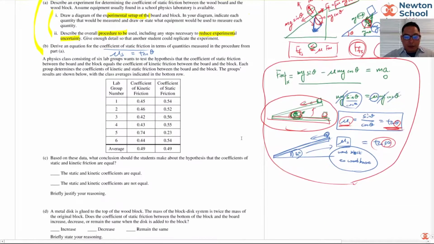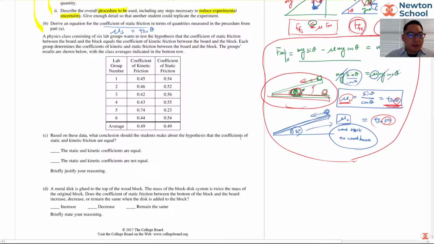All right, so let's move on. Our physics class consists of 6 lab groups. So they are testing the hypothesis that coefficient of static friction between board and block. Each group determines coefficient of kinetic and static friction, and the group results are shown below, and the class average is indicated in the bottom row. So if you look at the average, there are 6 groups. Average of mu k and average of mu s was equal. This is a little bit odd because mu s is usually larger than mu k, okay?